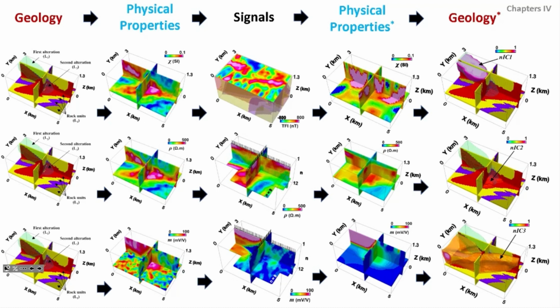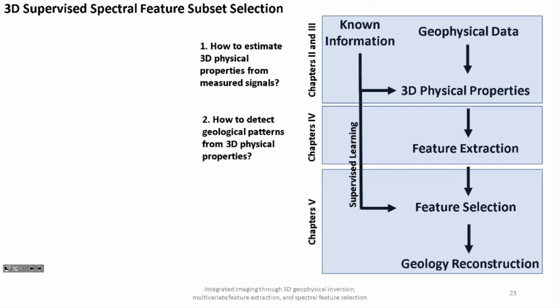outliers to physical properties. The first independent component, for example here, takes the first alteration event, and the second independent component here, negentropy independent component here, detects the second alteration event, and the background geological pattern is detected in the third one. Something that is not possible by visually looking at physical properties. Therefore, we address the second question.